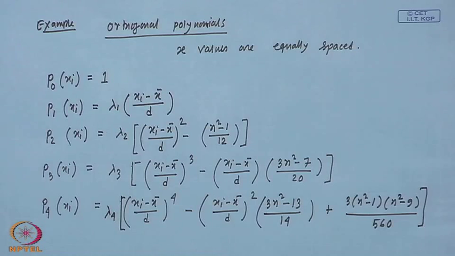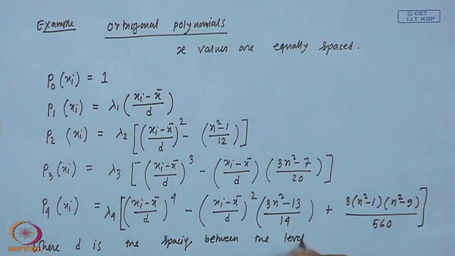Lambda 4. Let me define some terms I have used, where d is the spacing between the levels of x, and lambda j are chosen so that the polynomial will have integer values. Okay. These are the orthogonal polynomials.